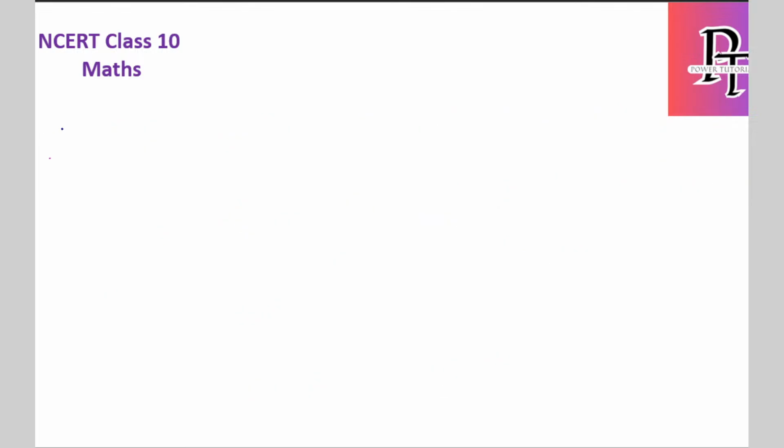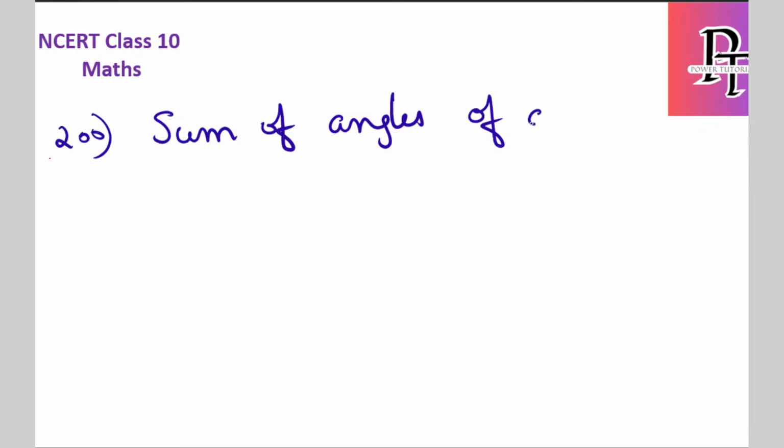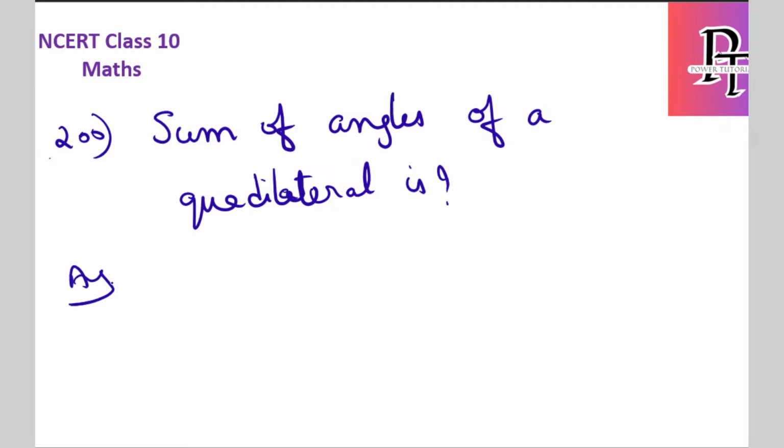Let's see the next one, 200th question. Sum of angles of a quadrilateral. So this is an easy question. Sum of angles of any quadrilateral is always 360 degrees.